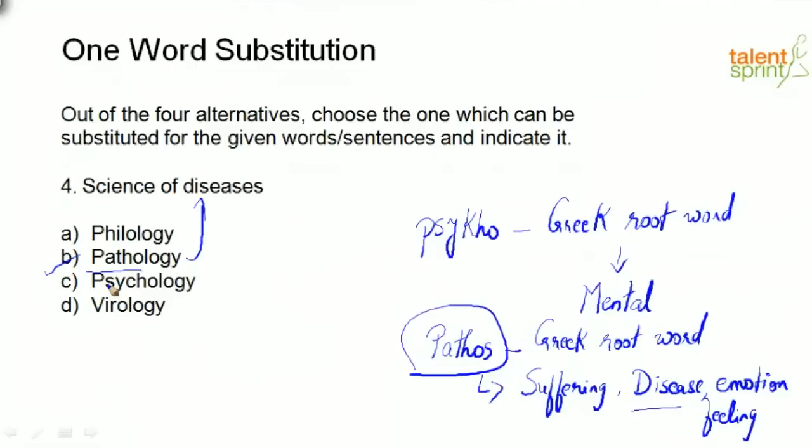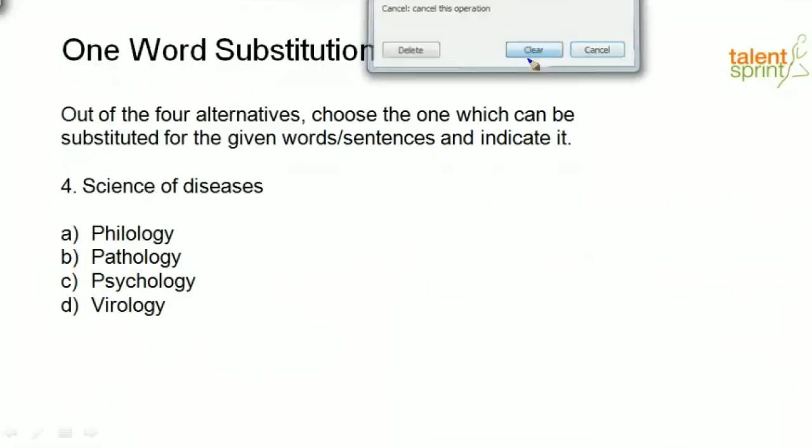Virology, again, you can quickly connect it to something to do with virus, right? It's a study of viruses and viral diseases. Philology, on the other hand, is just a literary study. It's classical scholarship, mostly linguistics, right? So here, the science of diseases, just your knowledge of the root word pathos, Greek, which means suffering, disease, emotion, feeling, sad, gets you the right answer. Science of diseases, pathology. Let's move to our next question.